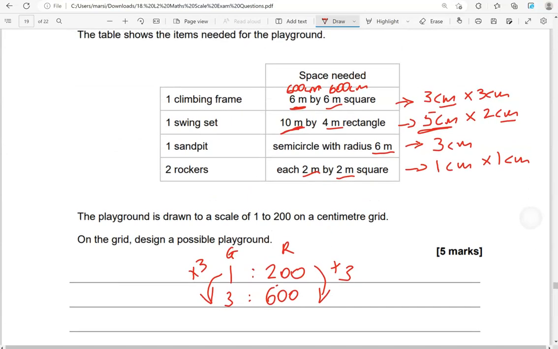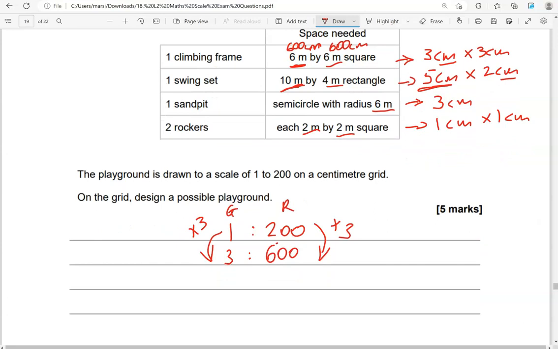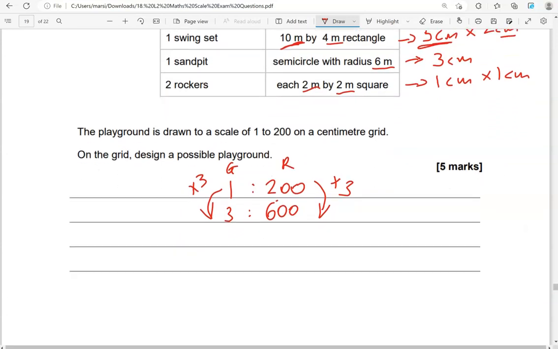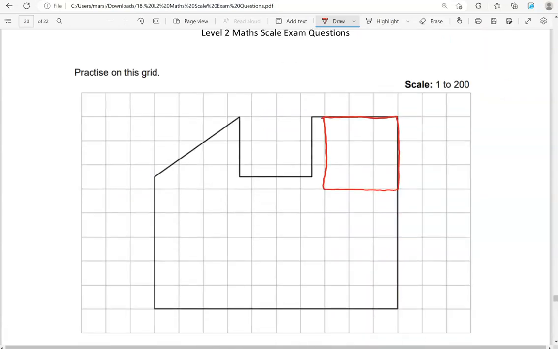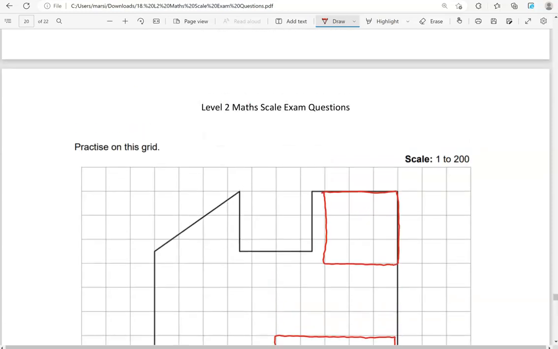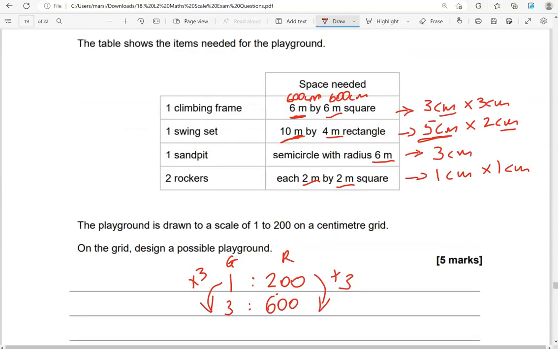Climbing frame, now the swing set, that is 5 by 2 squares. So if I do it here, let's see if we have space now for the rest.